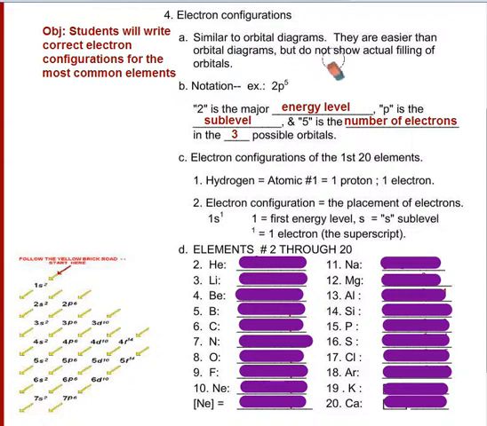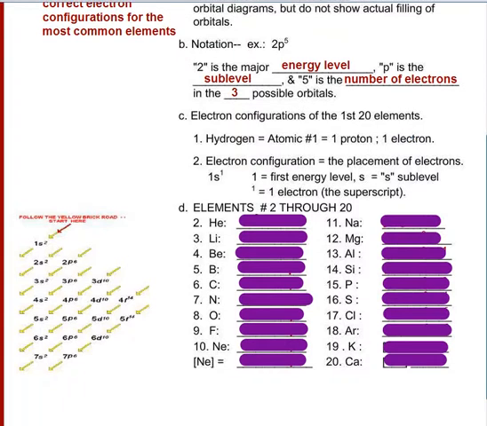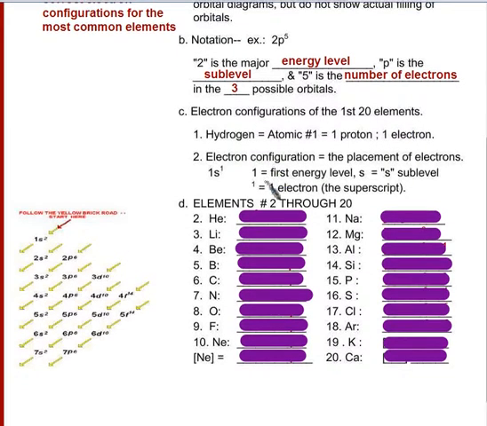Okay, so what you guys are going to do is write the electron configurations of the first 20 elements. I'm going to do the first one for you because I'm nice like that. Hydrogen is atomic number 1. It has 1 proton, and therefore it has 1 electron for the neutrally charged atom. The electron configuration, then, is the placement of the electron. That first electron is going to go in the first energy level, the s sublevel, because it's the only one the first energy level has, and the 1 in superscript.